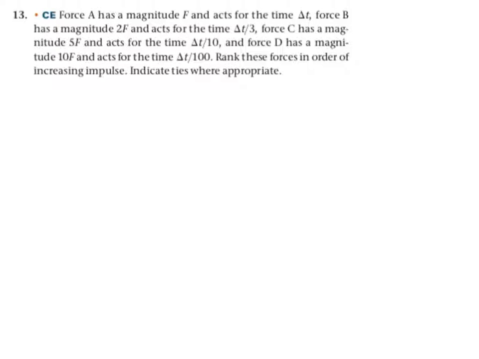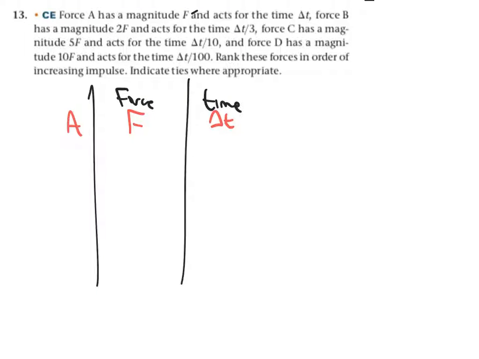Chapter 9, number 13. Force A has magnitude F and acts for the time delta t. Force B has magnitude 2F and acts for the time delta t over 3. Force C has magnitude 5F and acts for the time delta t over 10. And force D has magnitude 10F but acts for the time delta t over 100.